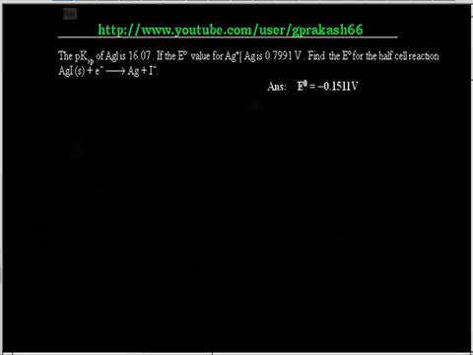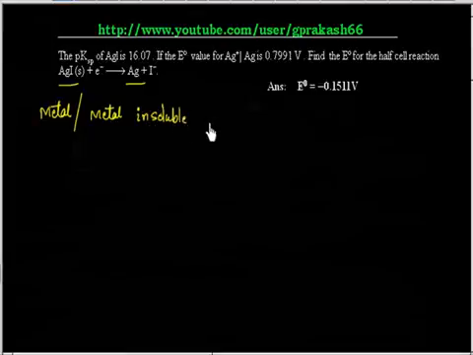Now this cell can be thought of as a metal insoluble salt electrode. So you have a metal and a metal insoluble salt. This is a metal insoluble salt electrode. Are you getting? Now you see, this cell is basically a combination of this cell plus some Ksp value.